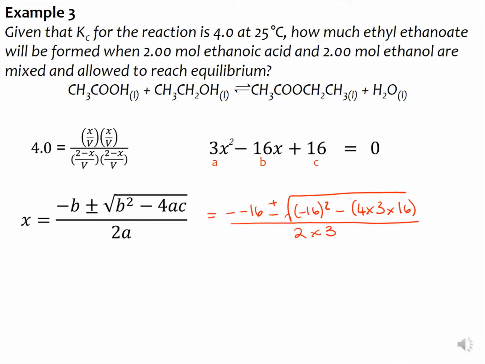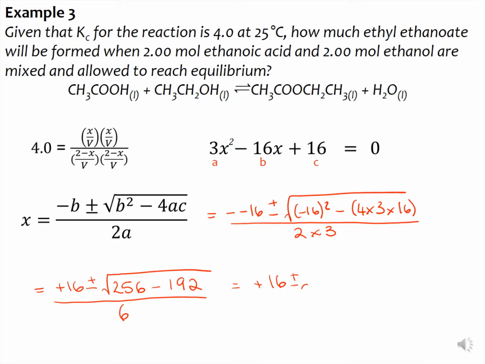Now, if we put some of this into our calculator, we're going to end up with plus 16, plus or minus the square root of 16 squared, which is 256, minus 4 times 3 times 16, which if you pop that into your calculator is 192, all divided by 2 times 3, which is 6. We can solve that a little bit more, so we end up with plus 16 plus or minus the square root of 64 divided by 6, and the square root of 64 is 8, so plus or minus 8 divided by 6.